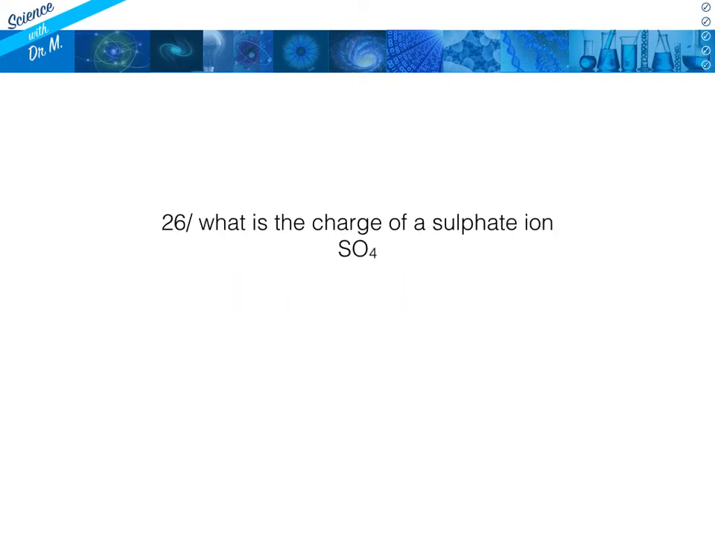26, what is the charge of a sulphate ion? So sulphate is SO4. What is the charge of a sulphate ion? So for example, the sulphate ion in copper sulphate. The answer is SO4 2-. That's the ion that is formed from sulphate.